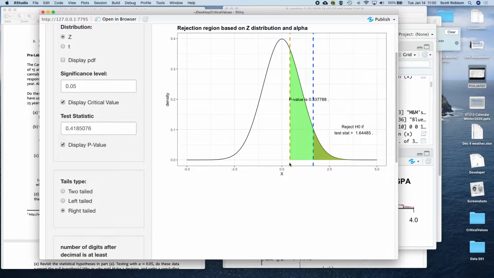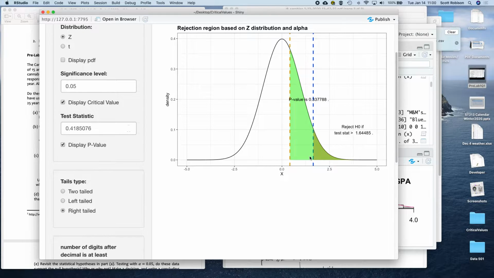Again, you can either compare the test statistic to the critical value, or you can compare alpha, which is 5%, to the p-value, which is about 34% here. This red shaded area is 5% of the curve, and this green shaded region is about 34%, or the p-value.